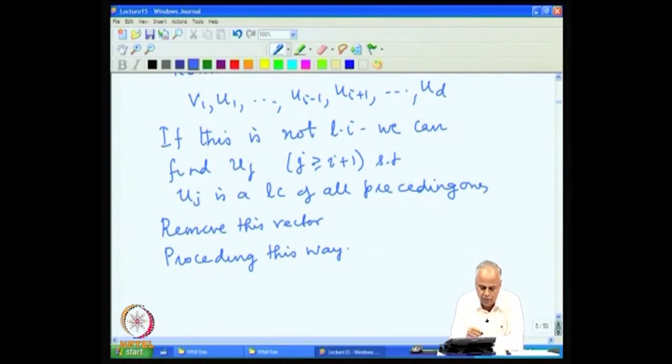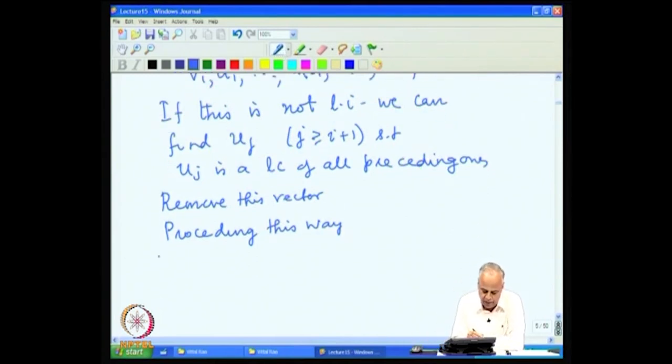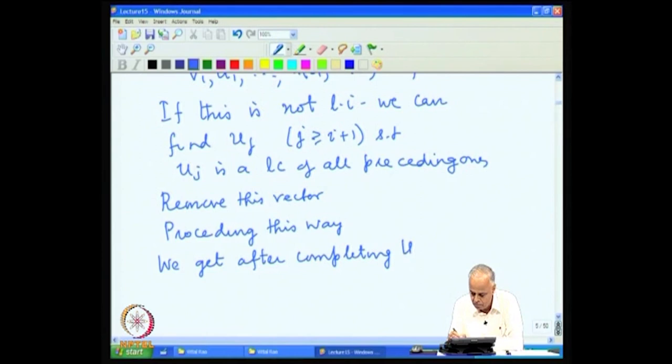finally, we would have reached the end of the process, because we would have knocked off ui, then something beyond that, then something beyond that. Since there are only a finite number of vectors, this process will end at a certain stage. Therefore, after completing this process, we get v1, and there will be a certain number of the ui's that would have been removed. So, what is left is a subset.